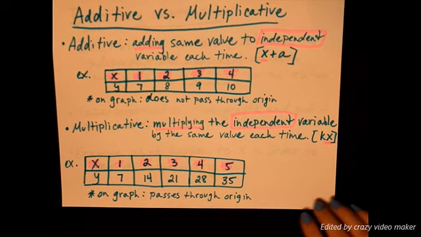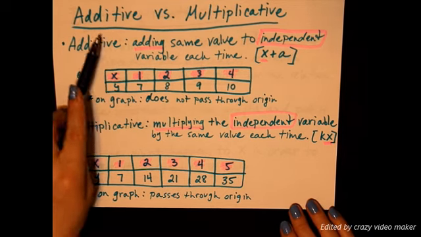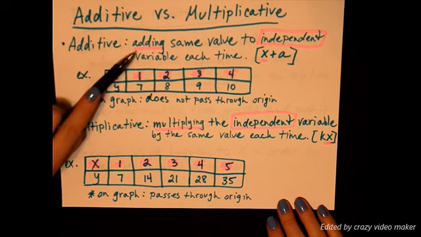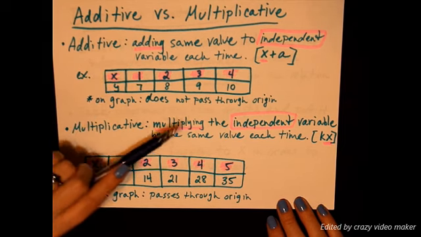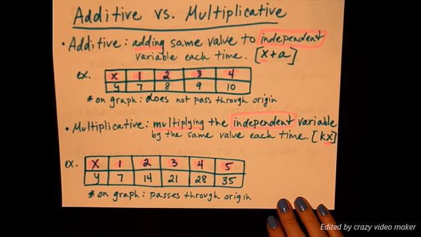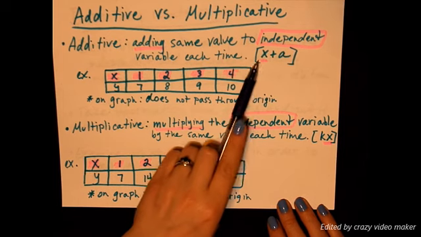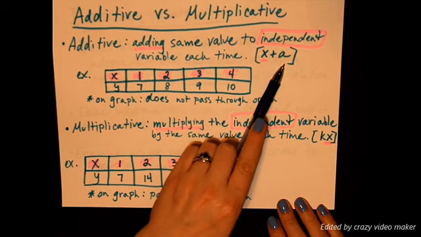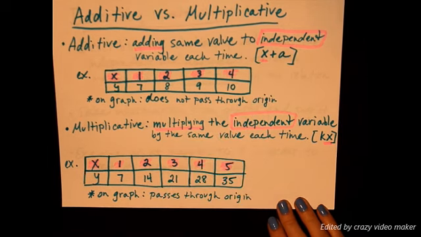Okay, we also need to write down about additive versus multiplicative relationships. We've covered this already, but we're going to do a little refresher here. So additive, if it's an additive relationship, you are adding the same value to your independent variable each time. And that looks like y is equal to x plus a, where a is what you're adding each time.